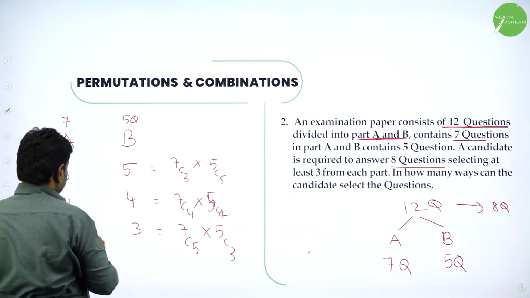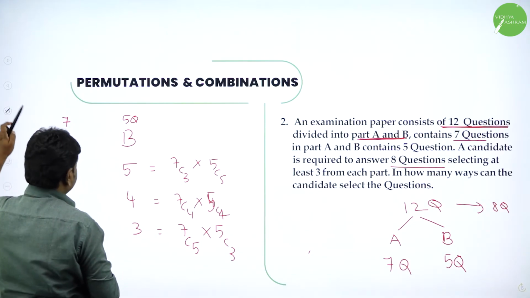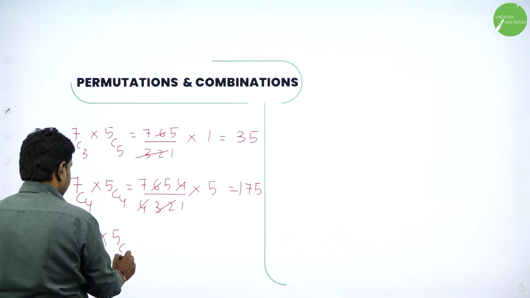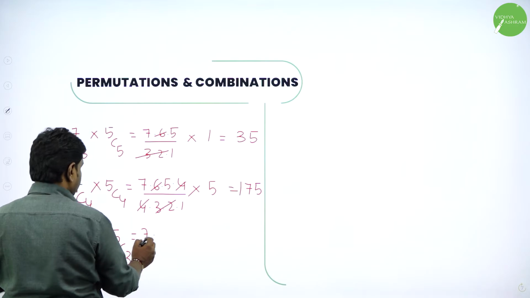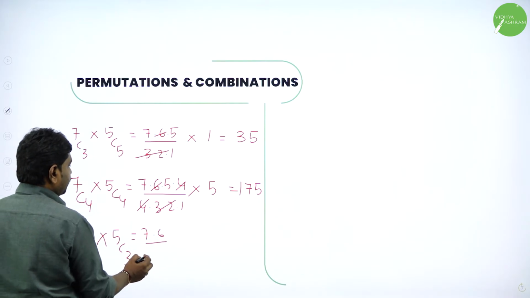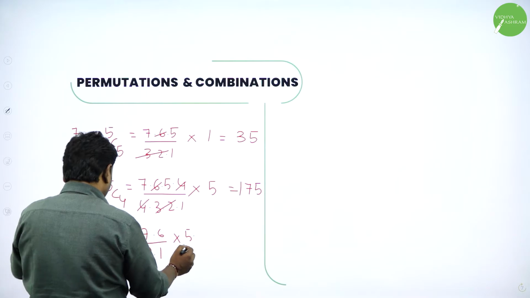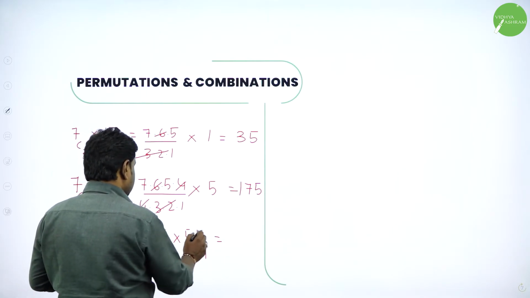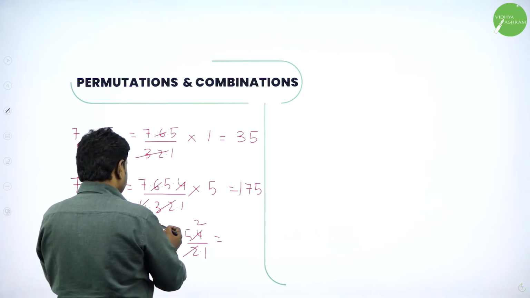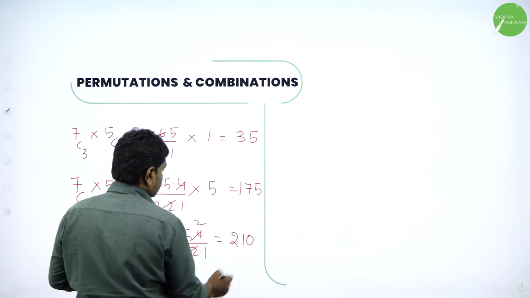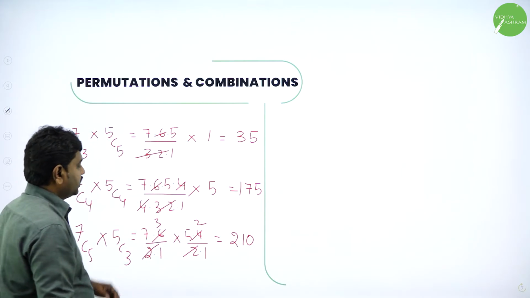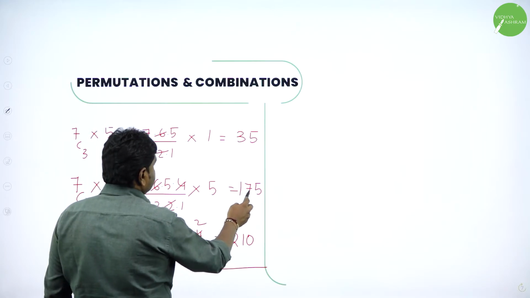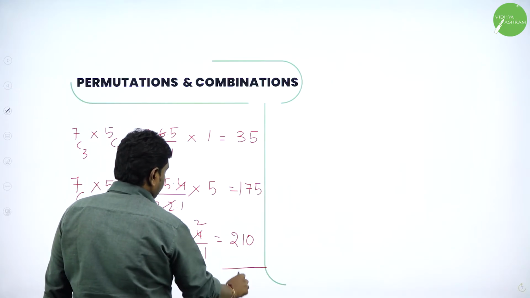Then 7C5 into 5C3. 7C5 is same as 7C2, that is 7 into 6 divided by 2 into 1. 5C3 is same as 5C2, 5 into 4 divided by 2 into 1. So 2 1s are 2, 2 2s are 4, 5 2s are 10, 7 3s are 21. 21 into 10 is 210. So add all and you'll get the required result: 35 plus 175 is 210, plus 210 is 420.